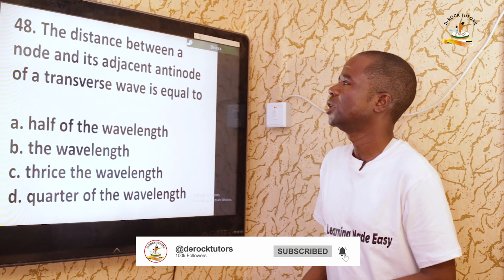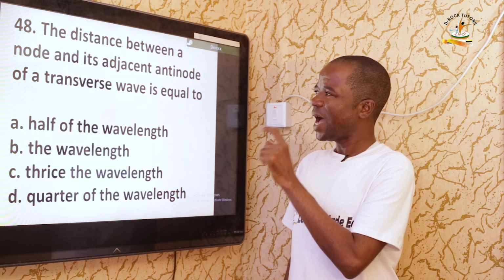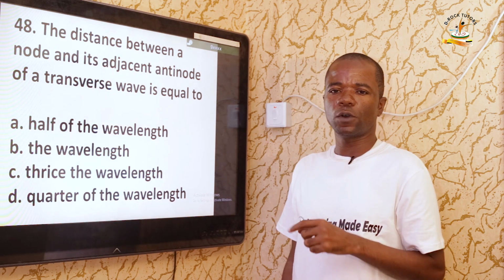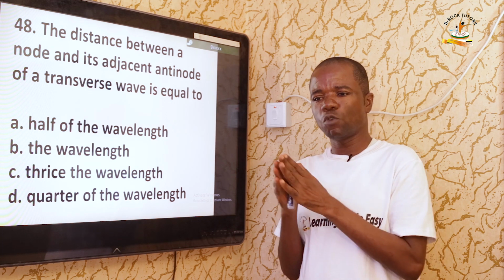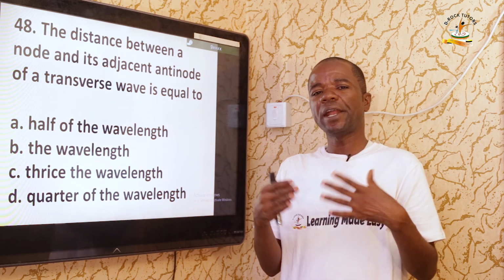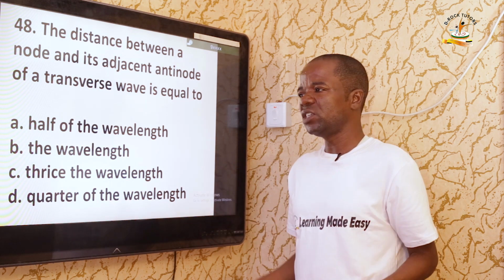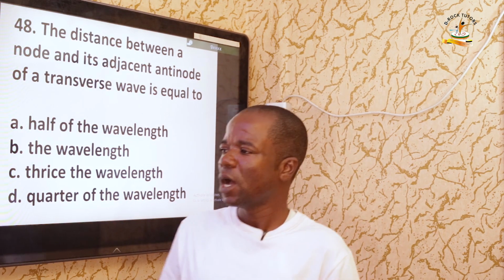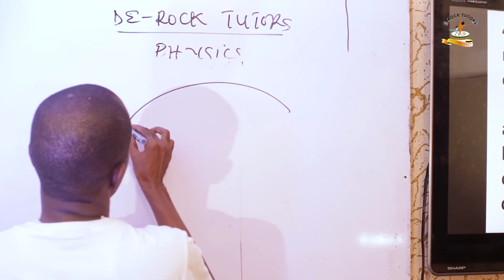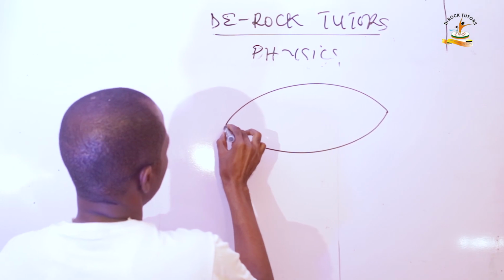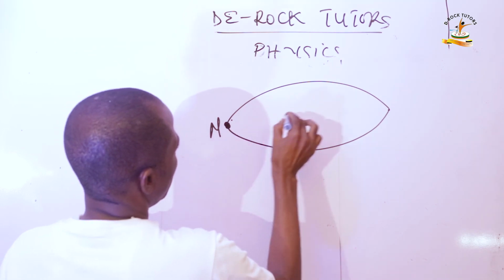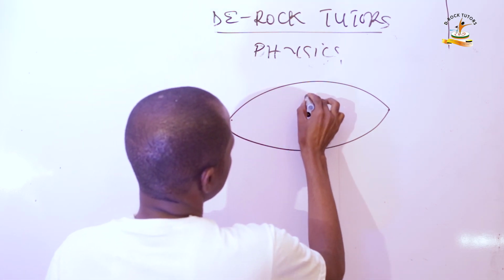Number 48. The distance between a node and its adjacent antinode of a transverse wave is equal to what? First of all, what is a node? A node is that particular point of minimum displacement or almost zero displacement in a wave, while an antinode is the point of maximum displacement. Let's take a look at the board and see how this can be made easier to understand. So if you look at this, here, this is the node. This is a fixed point. The middle point here, that's the antinode.